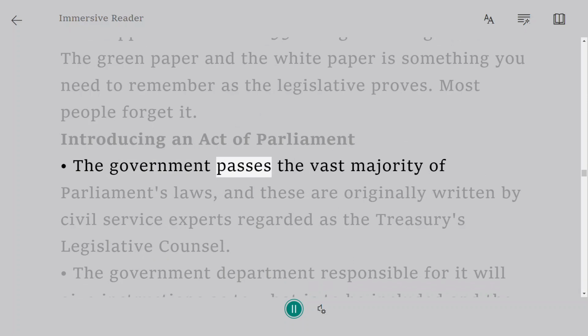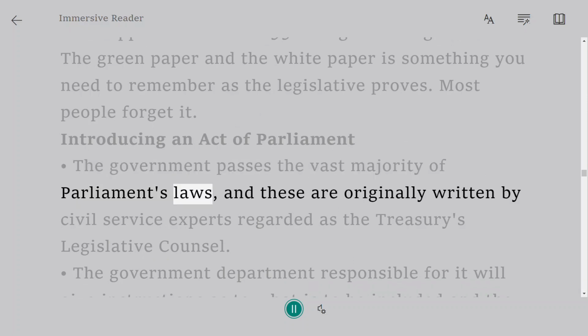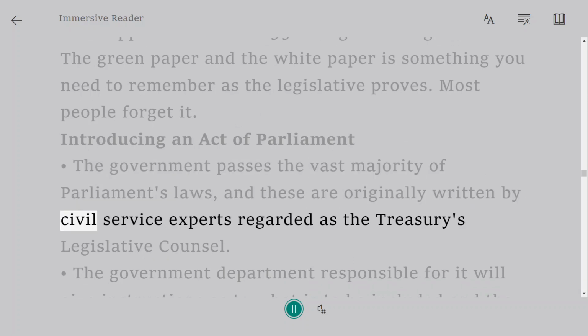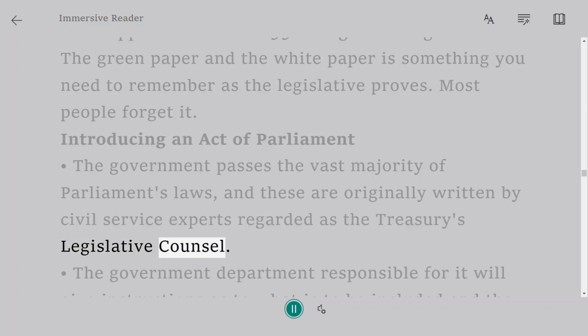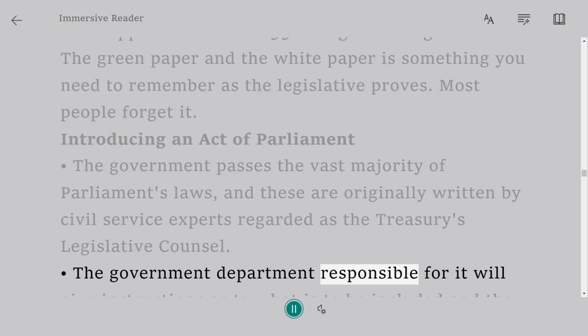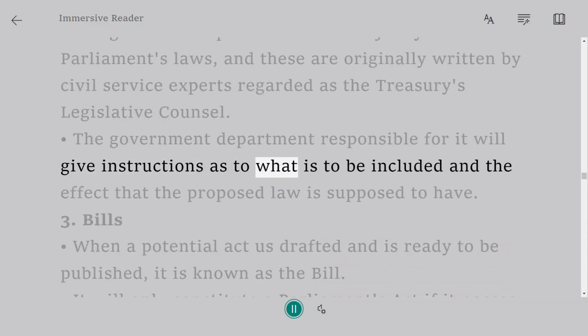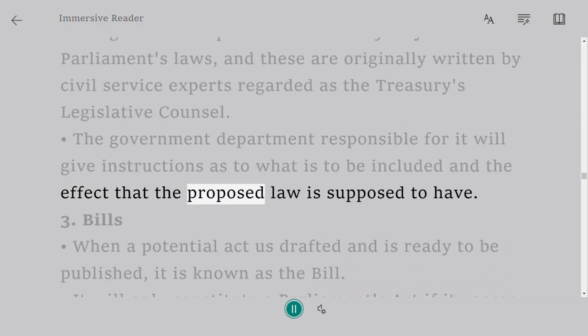Introducing an Act of Parliament. The government passes the vast majority of Parliament's laws, and these are originally written by civil service experts regarded as the Treasury's Legislative Council. The government department responsible for it will give instructions as to what is to be included and the effect that the proposed law is supposed to have.